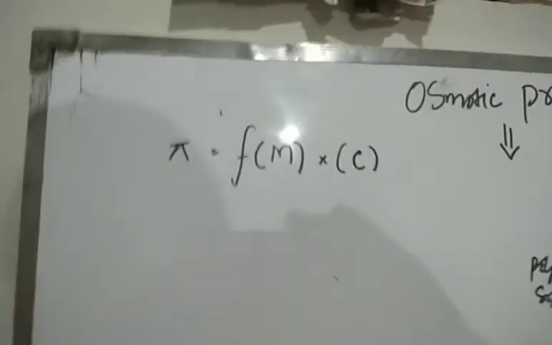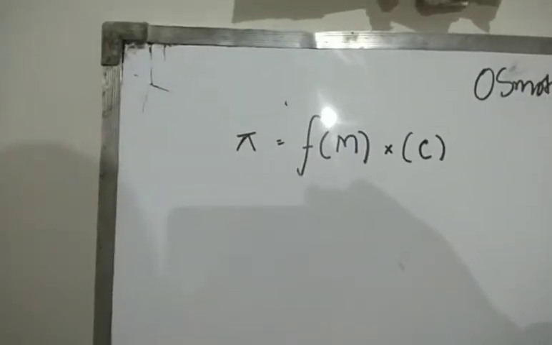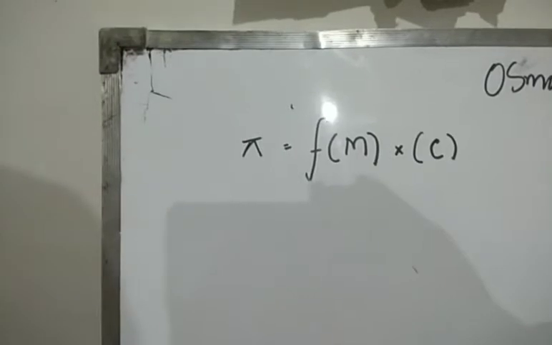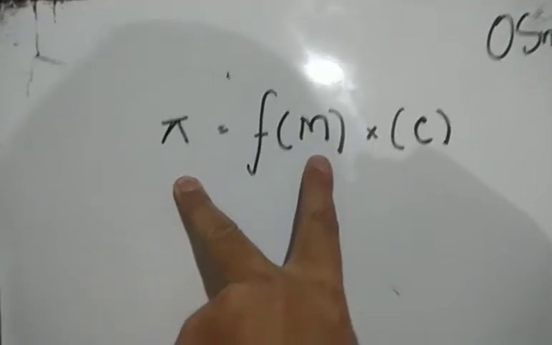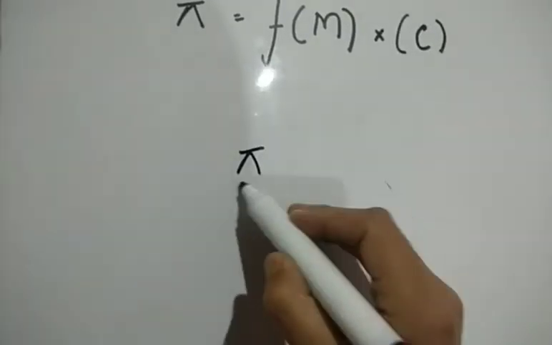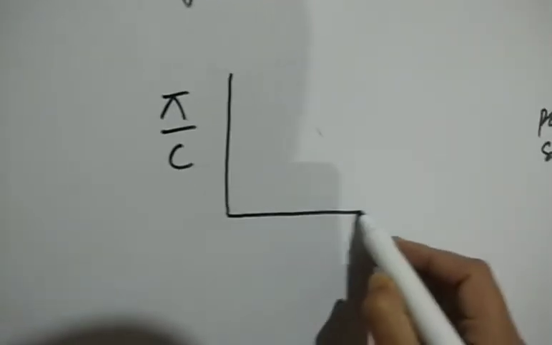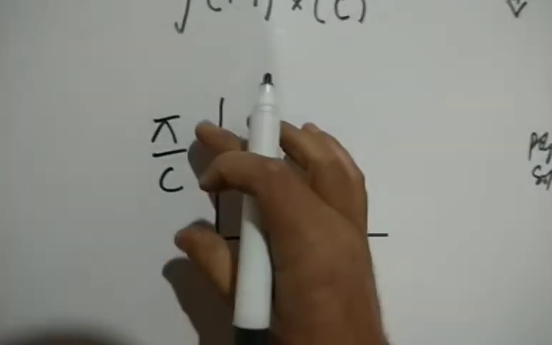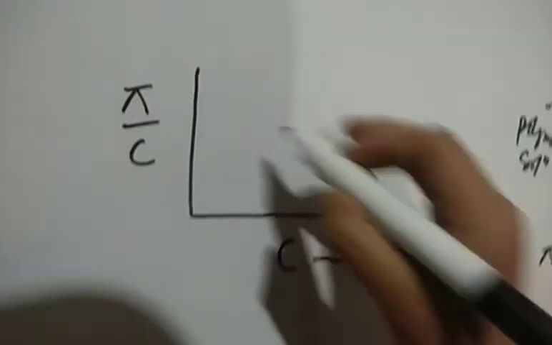Now, how can we calculate the molecular weight using this osmotic pressure method? That's very simple. As I told you, osmotic pressure is a function of the molecular weight of the polymer and the concentration of the polymer solution. So if we plot the osmotic pressure per unit concentration versus concentration, experimentally it was plotted. Now we need not plot this, but we'll just write it down. If we plot pi/c versus concentration, then you will get a straight line graph.